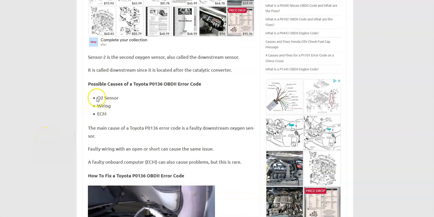Well, it could be a bad O2 sensor. It could be in the wiring. And it could possibly be the ECM, but that's pretty rare, so that's not very common. The most common cause is going to be a bad O2 sensor, the downstream O2 sensor.